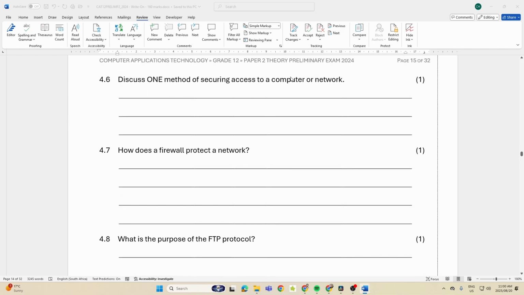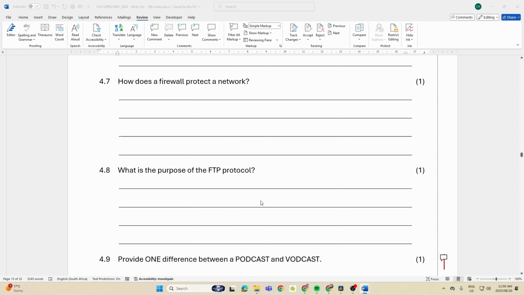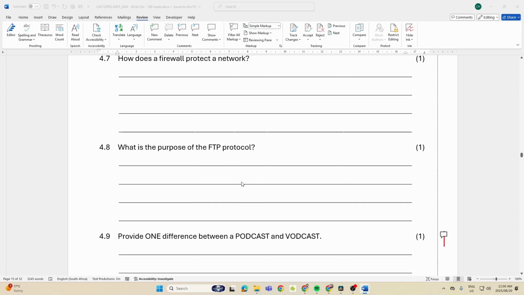Then discuss one method of securing access to a computer or network, your firewalls, your FTP protocol. I just want to touch on that because that comes up every now and then. Make sure you get the correct wording. What is it? What does it stand for? The File Transfer Protocol. What does it do? The purpose here is to transfer files between a client and a server over the network. And it's usually for large files.